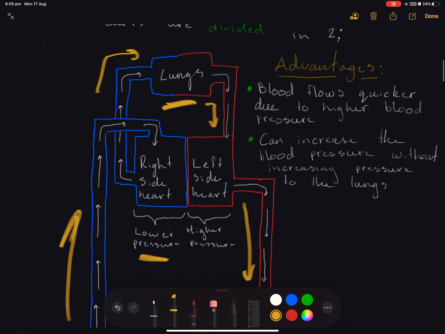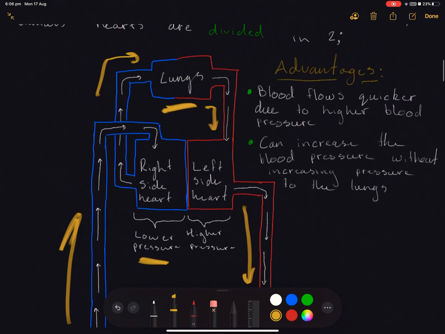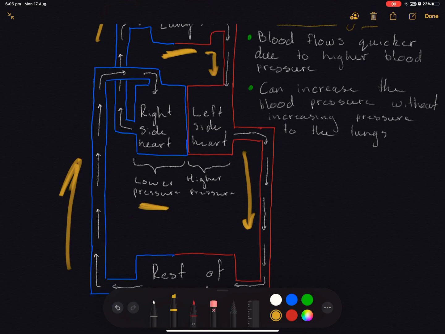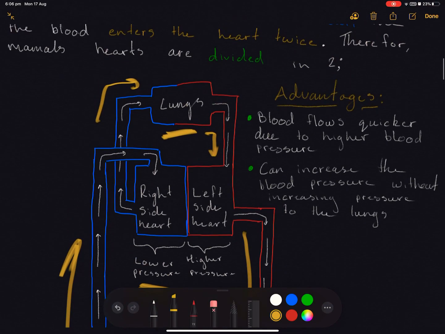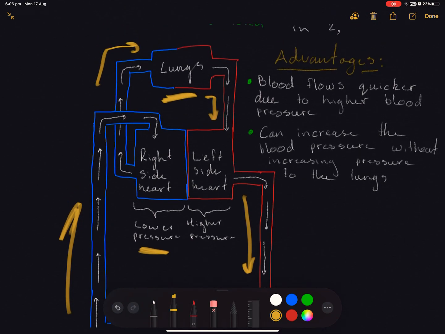Now, this has two advantages. The first one being, blood flows a lot quicker due to higher blood pressure, primarily found in the left side of the heart, and it also has a difference in blood pressure. So one side is smaller, the other is larger, and that allows the lungs pretty much just not to burst into pieces, right?